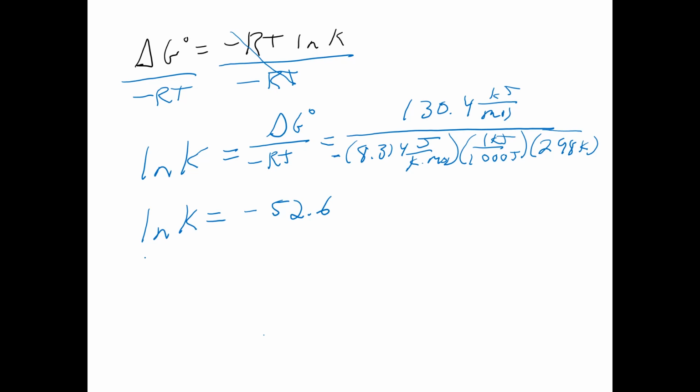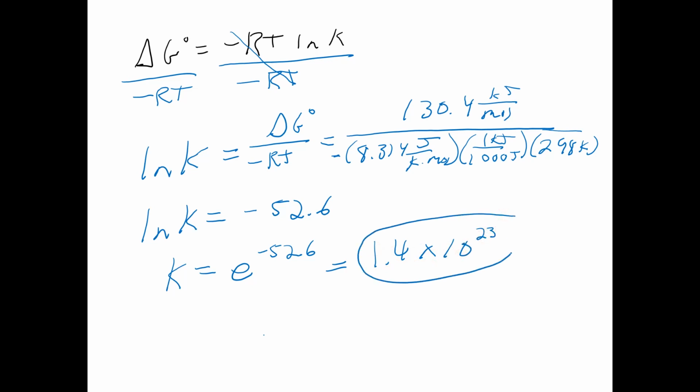So the way that we get rid of a natural log, the inverse of that, is e to the negative 52.6. And if we take e to the negative 52.6, we get 1.4 times 10 to the 23rd for our value for K.